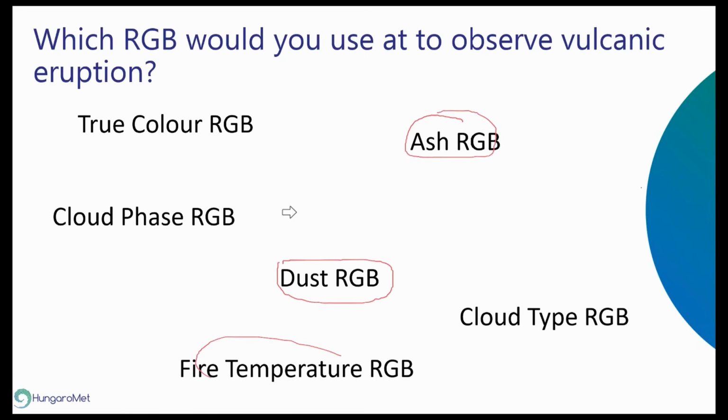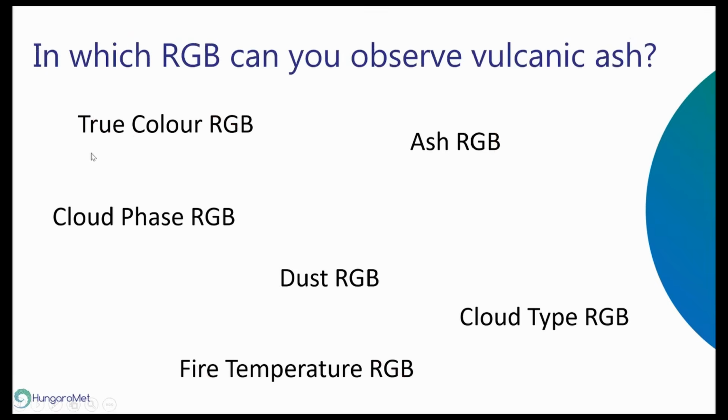You can mark several of them because several might be useful. So I see the true color is marked, the ash RGB is marked, dust RGB, fire temperature RGB. Nice. We will see what is happening. I will just try to erase and have you answer the next question.